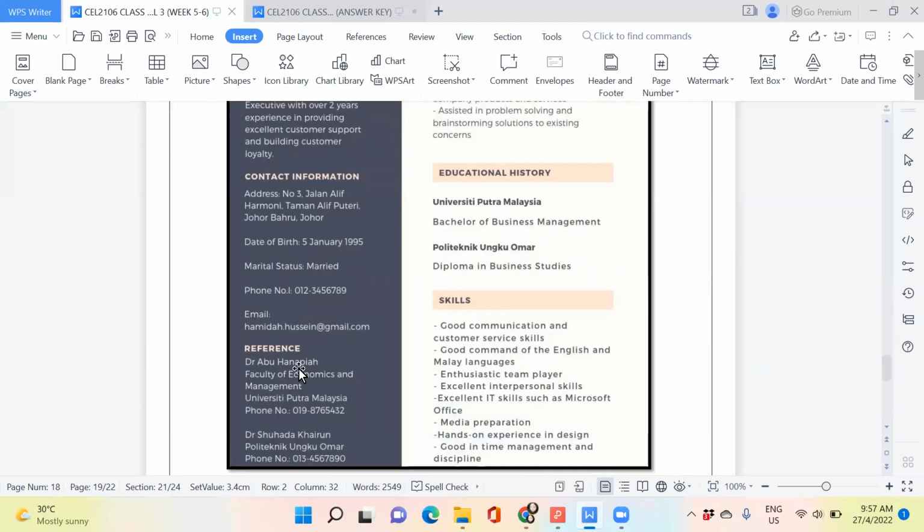Reference, okay, reference pun sangat penting. This is very important. Please do not use your father or your mother as your reference. These type of people are not acceptable. They kena someone with position, such as your former lecturer, your former supervisor, and those are the kind of people that you want to use as your reference.